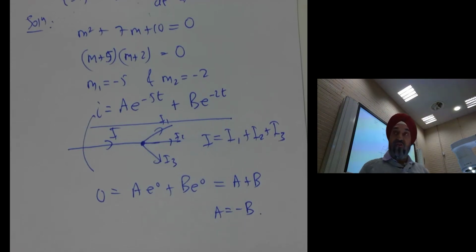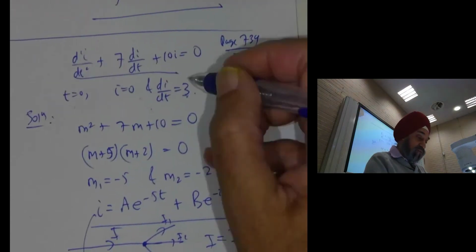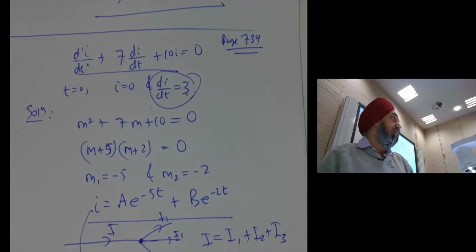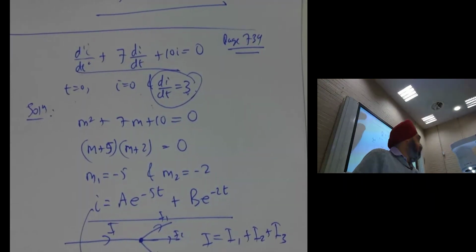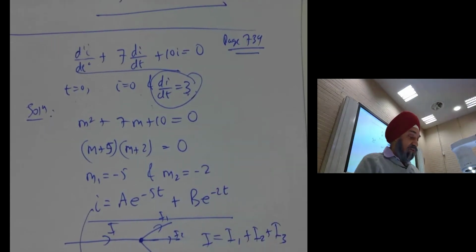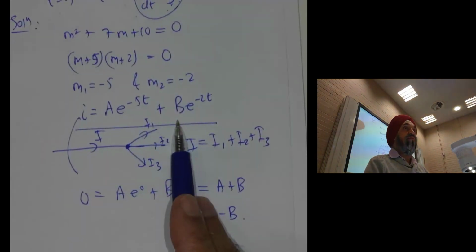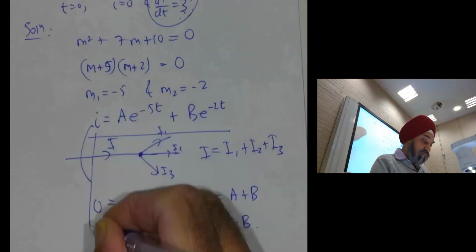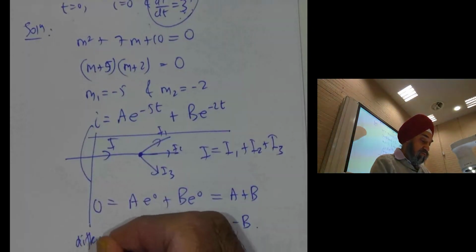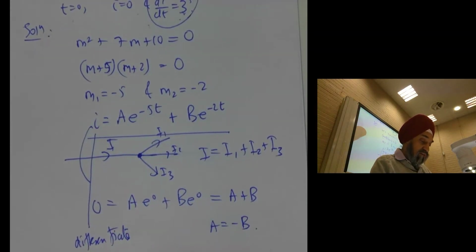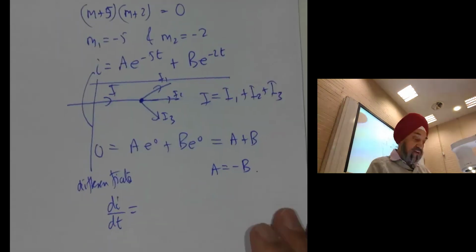Exactly. If you go back up here, you're also told that at T is 0, di dt, whatever that represents, is equal to 0. Okay, so if you put those values in, when T is 0, di dt is 3, so we've got to find di dt, don't we? We've got to differentiate this. So if we differentiate, what do we get?